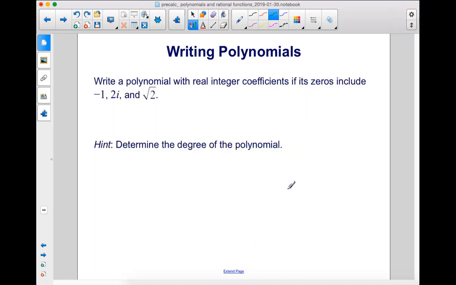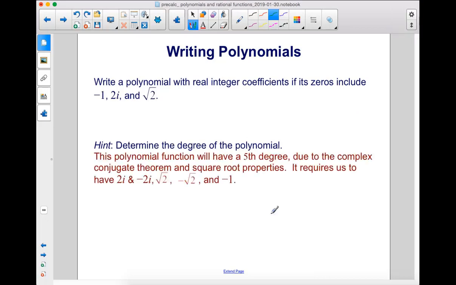Write a polynomial with real integer coefficients if its zeros include -1, 2i, and the square root of 2. Hint: determine the degree of the polynomial. This polynomial function will have a fifth degree due to the complex conjugate theorem and square root properties. It requires us to have 2i and -2i, the square root of 2 and negative square root of 2, and -1.